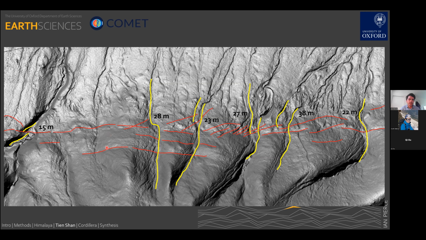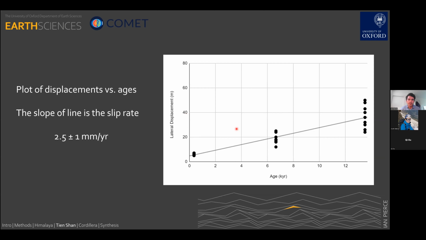So how old are these channels that are displaced? Well, from the relative mapping, we can place limits on the ages of the fans and plot the ages of the fans versus the displacements. Doing that on this chart, and then taking the slope, gives the slip rate. And so here it's about 2.5 millimeters per year, average slip rate over the age of the fault.